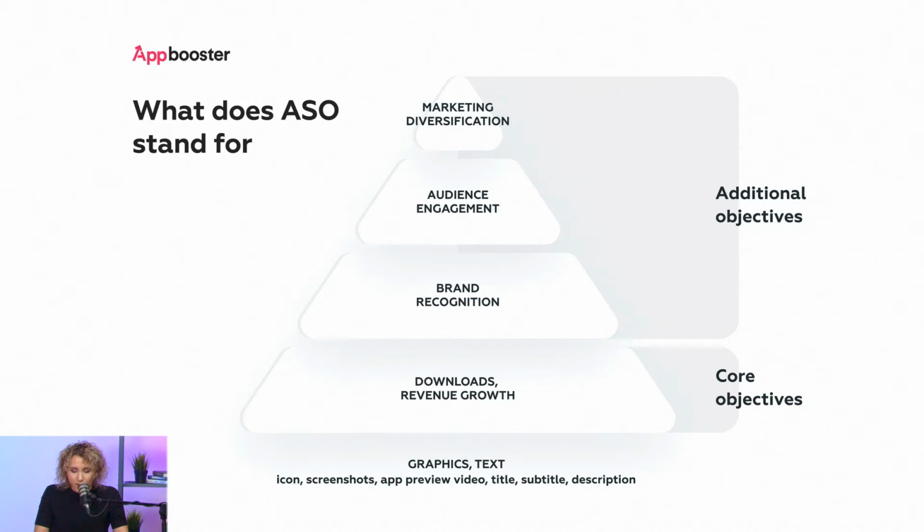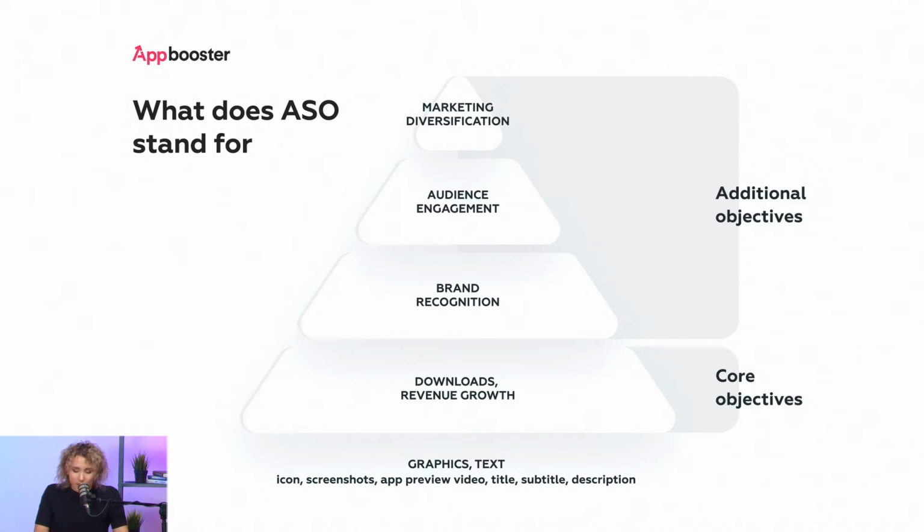We consider ASO as improving the visibility of your apps inside App Store search engines, such as Google Play, and also Apple App Store. It is the process of maximizing visibility of mobile apps on the stores and getting more downloads. And additional goals can include such items as increased brand exposure, audience engagement, and marketing channel diversification.